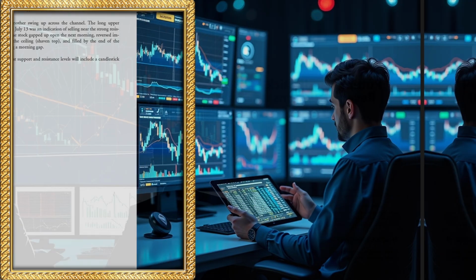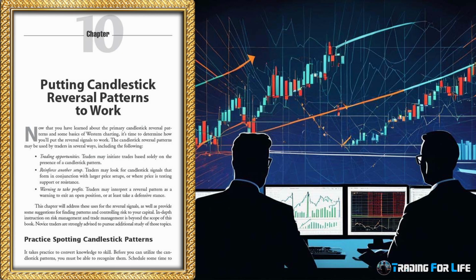End of Chapter 9. Chapter 10. Putting Candlestick Reversal Patterns to Work. Now that you have learned about the primary candlestick reversal patterns and some basics of Western charting, it's time to determine how you'll put the reversal signals to work.